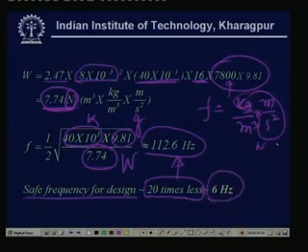So, the spring is safe, that means the spring frequency for design. So, while you are applying it in an actual application, it should be around 6 hertz. So, that gives you the total design of a helical spring.